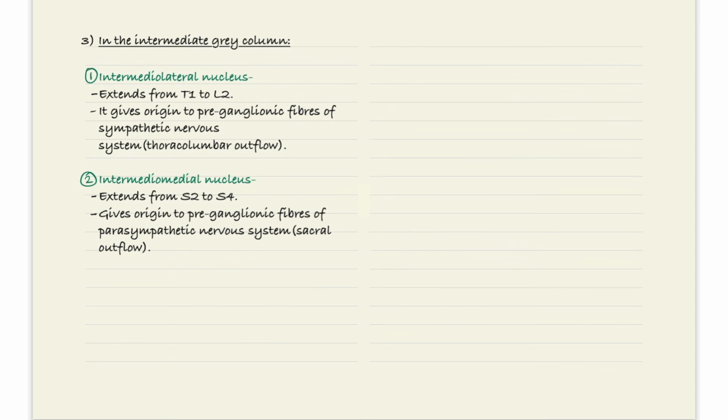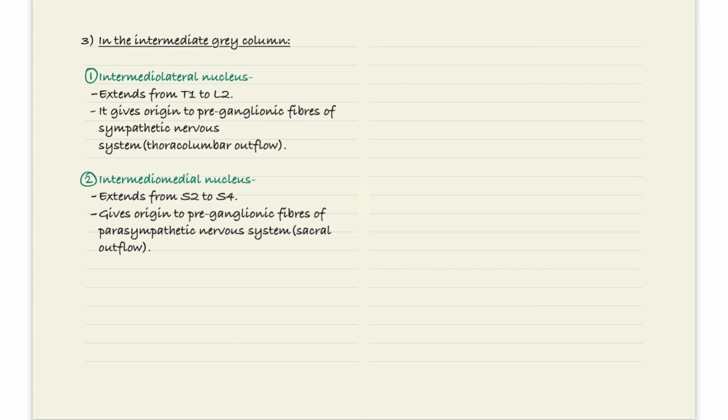Third and the last is the intermediate gray column. So there we have two nucleus, intermediolateral and the intermediomedial. Let's start this intermediolateral nucleus. It extends from the T1 to L2 level. It gives origin to the preganglionic fibers of the sympathetic nervous system.